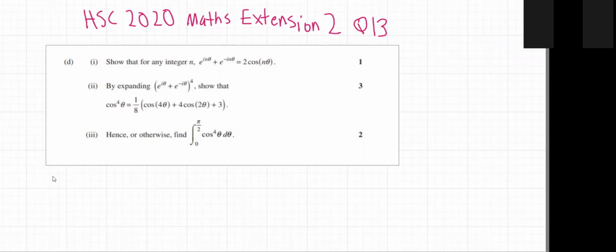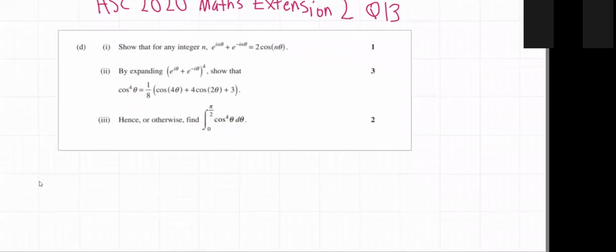The first part says to show that for all integers n, e to the i n theta plus e to the negative i n theta is equal to 2 times the cosine of n theta.